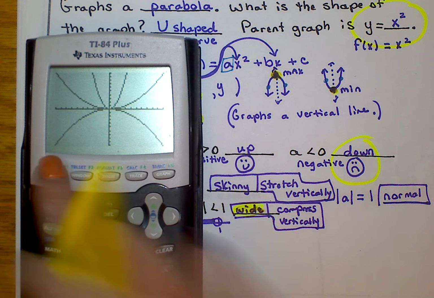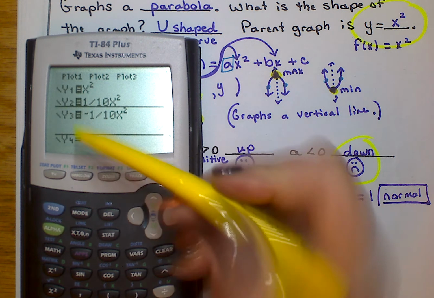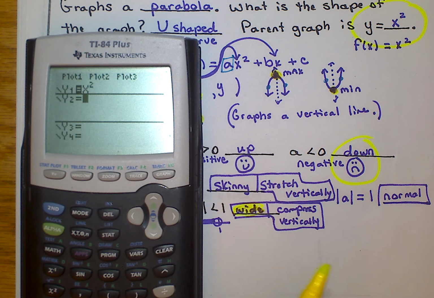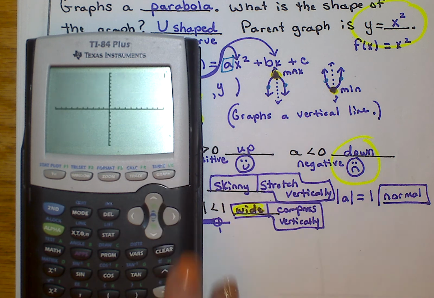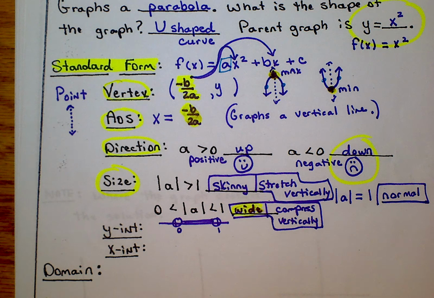It's just flipped. So think about it in terms of if you're hit with a negative situation, sometimes you flip out. So notice that parabola flipped out. It went upside down. Now, if I wanted it to stretch vertically and get skinnier, you can see the parent is the first one and the second one is much skinnier. Okay? So that deals with your size.